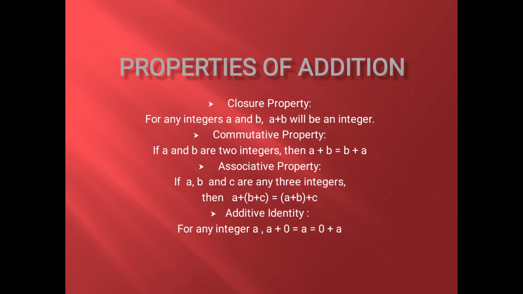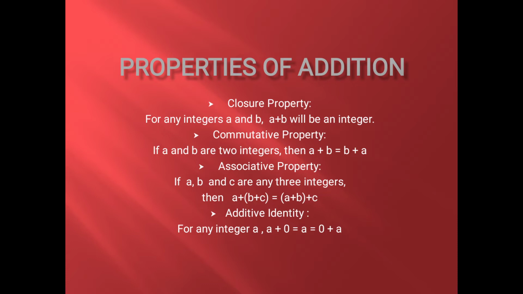Then second, commutative property. What is commutative property? If a and b are two integers, then a plus b equals b plus a. That is, the order is changed but the answer is not changed. Here a value is minus 5, b value is minus 3. Minus 5 plus minus 3, what is the value? Minus 8. Here the first number is minus 3, the next number is minus 5, minus 3 plus minus 5 is minus 8. So the answer is equal. Therefore commutative property is satisfied.